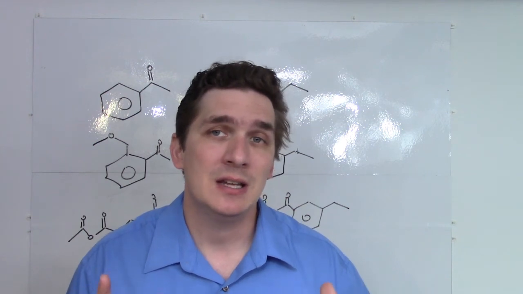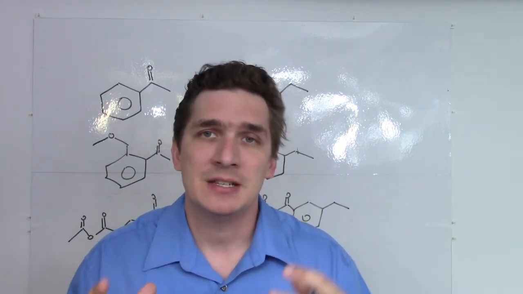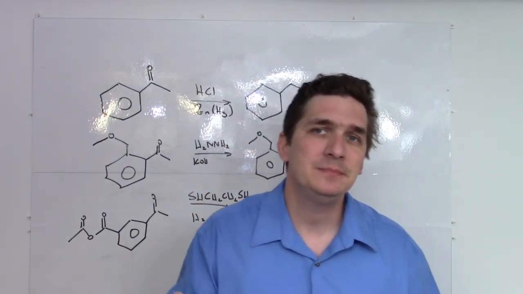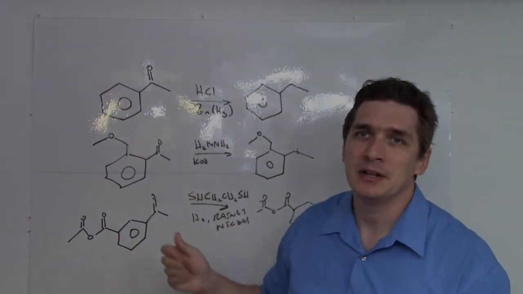So this is how we can close the loop on our Friedel-Crafts acylation. If we want to attach an alkane group, particularly through a primary carbon, we do the Friedel-Crafts acylation, and then we turn it around and reduce off our ketone.